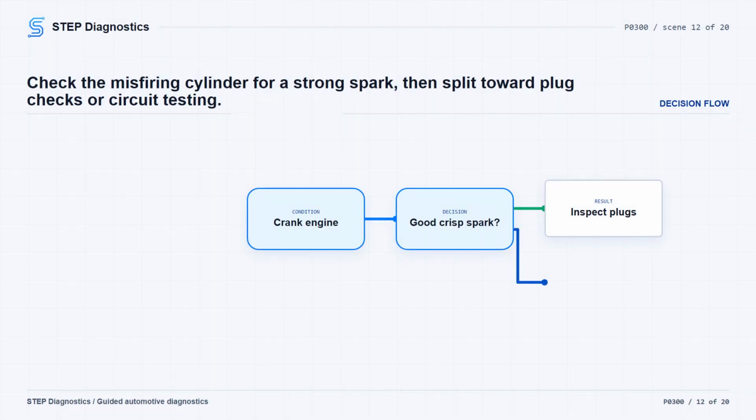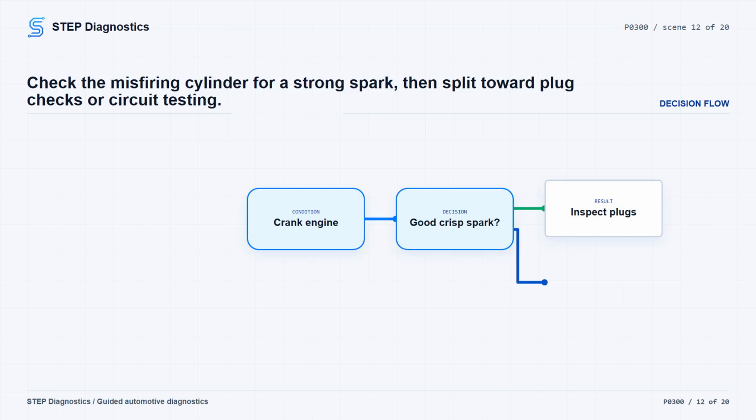Remove the ignition coil from the suspect cylinder, connect the coil harness connector, disconnect that cylinder's fuel injector connector, install a spark tester on the coil, and crank the engine. You are looking for a good crisp blue spark that can jump the tester gap.